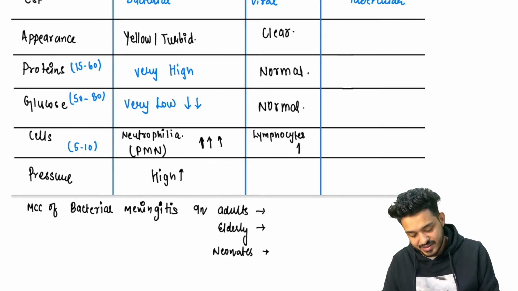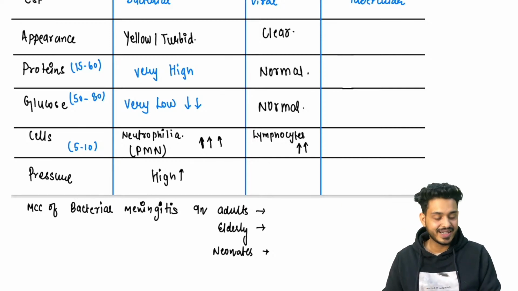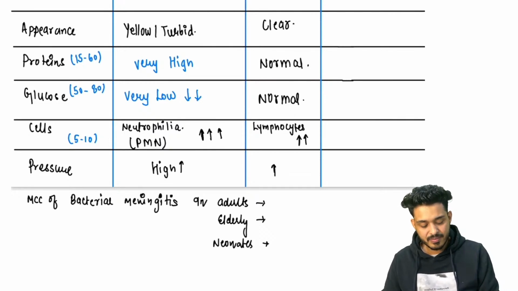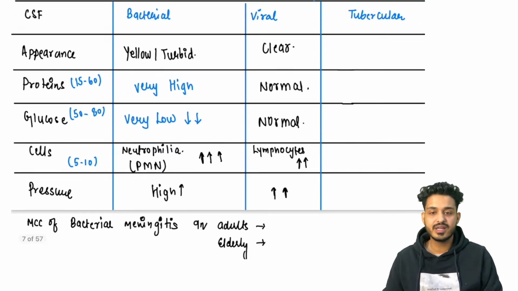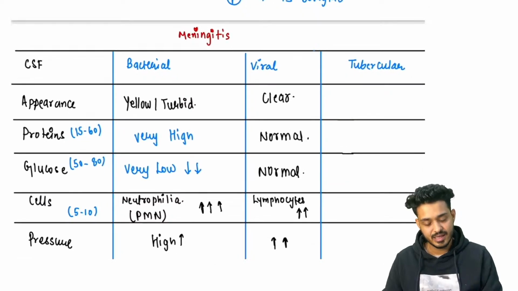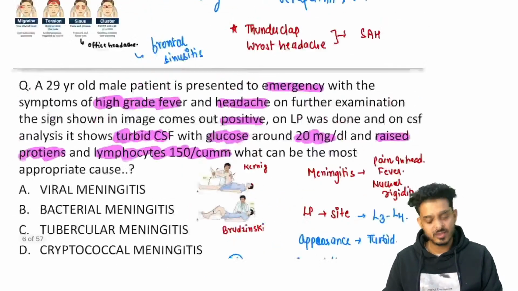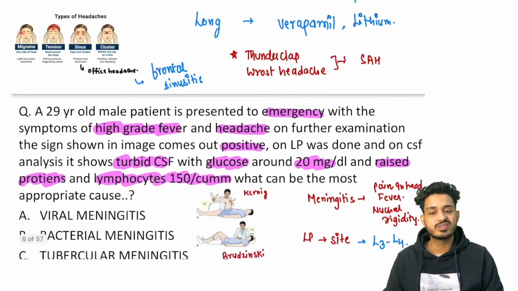Lymphocytes will be increased, right? Apart from that, what about pressure? Pressure will be high here also, right? So that is going to be the viral case. Lymphocytosis is there, but sir, proteins and glucose are normal, right? So is it going to be our answer? No, this cannot be our answer.